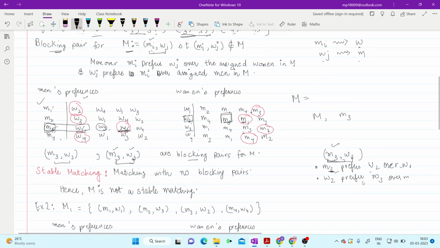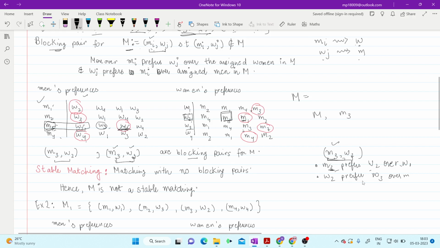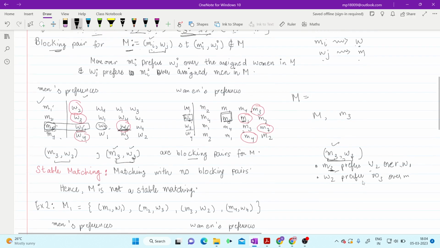Ma'am, we have to check for each pair apart from the matching, no? Yes. I'm defining what a stable matching is after that. First, this was just the definition of a blocking pair, and a matching will be called a stable matching if there are no blocking pairs. Even if a matching has even one blocking pair, we'll call that matching unstable. But to show that a matching is stable, there should be no blocking pairs.